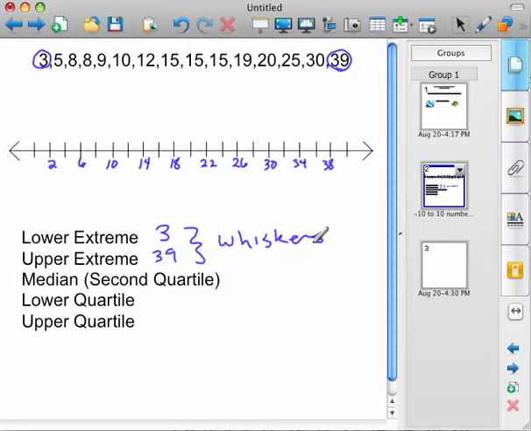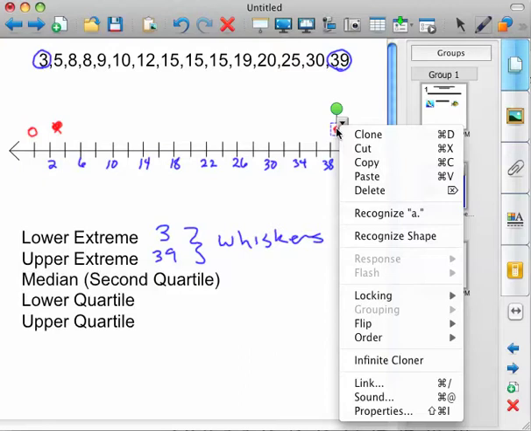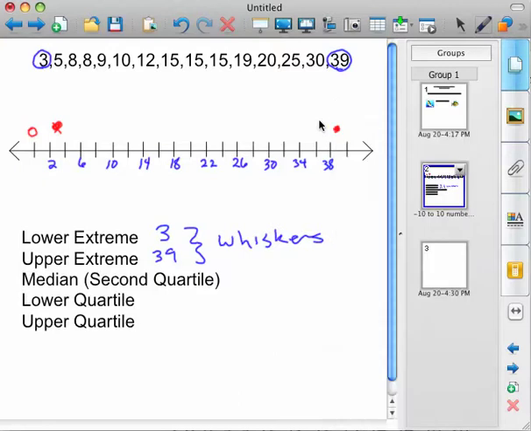So the first thing you do for a box and whisker is you measure out your whiskers. So since I'm going by 2s and this one is actually 0, we're going to put a mark here to represent the lower extreme and a mark at 39 to represent the upper extreme. Okay, and this is considered our whisker. And we'll draw a line connecting them.